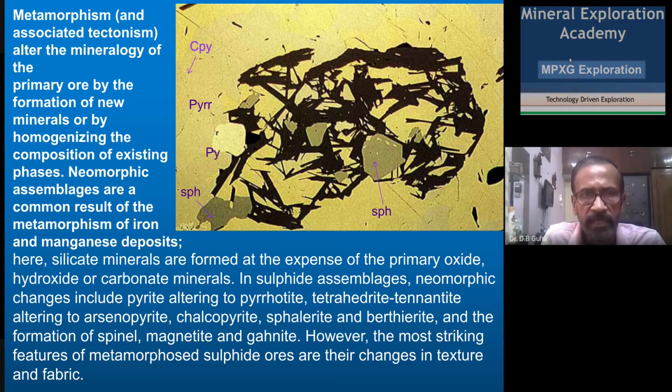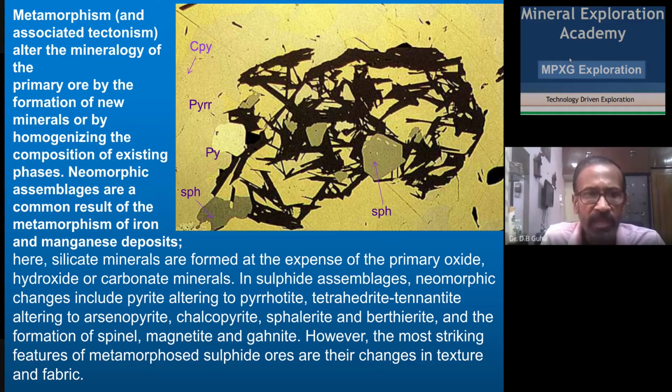The silicate minerals in these iron and manganese deposits are formed at the expense of the primary oxide, hydroxide, or carbonate minerals. In sulphide assemblages, of course, the new changes include pyrite altering to pyrrhotite, tetrahedrite-tennantite altering to arsenopyrite, chalcopyrite, sphalerite, and bathyerite, and the formation of spinel, magnetite, and garnet, etc.